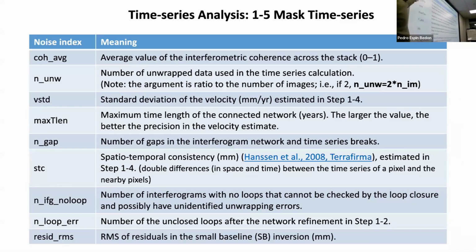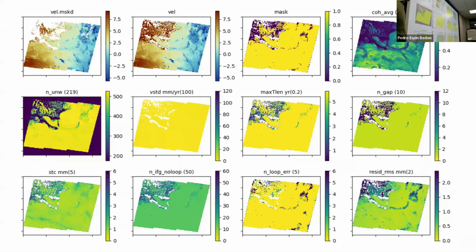And before going on, these are the noise indices that are used in LiCSBAS. Actually, I don't want to go through each of these steps, but if you have a look at the paper and also the hands-on practical, you can see what each of these noise indices means. And these are the visual representations of these indices to create this mask. This mask is a 0-1 mask, which is a combination of all these indices.